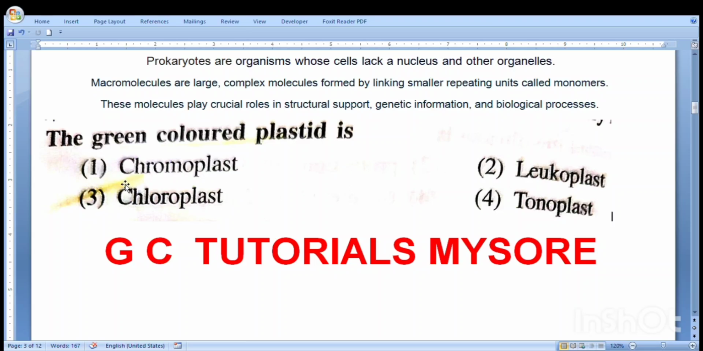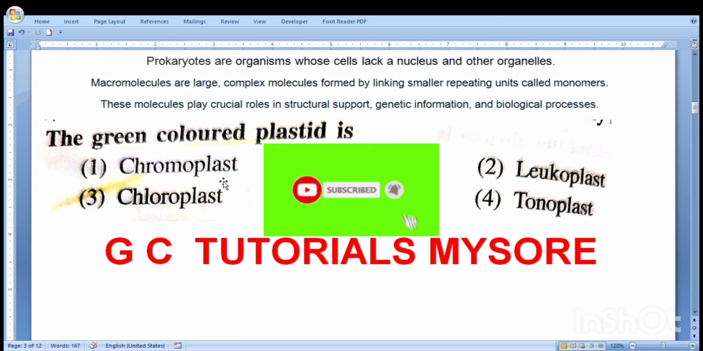Got it? So the chromoplast is the colored plastid rich in carotenoid pigments. They impart which colors? Red, yellow and orange colors to the fruits and flowers. In case of leucoplast, it is a colorless plastid. It is involved in the synthesis and storage of what? Starch, oils and proteins. Got it? Next, come to the tonoplast.